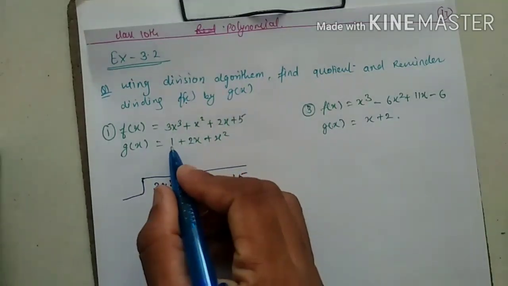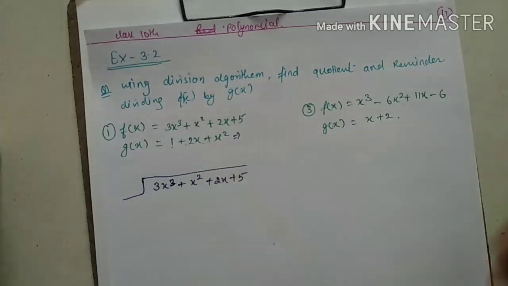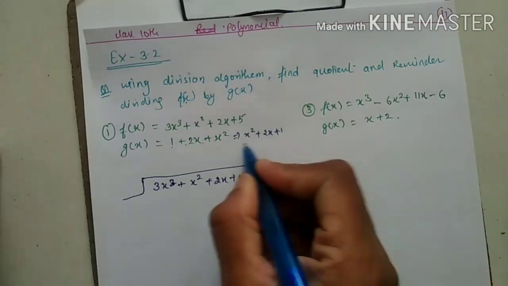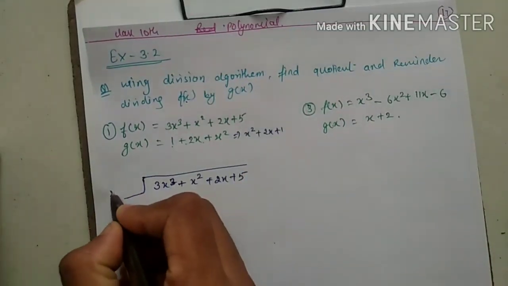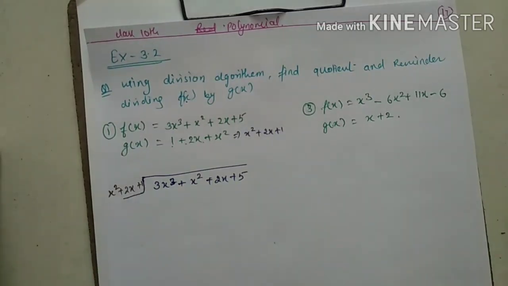As you know, the divisor I have is 1 plus 2x plus x square. First of all, make it from highest degree to lowest degree. Highest is x square plus 2x plus 1. So this you have to use in the format here. I am writing here x square plus 2x plus 1. Is it clear? Now understand.